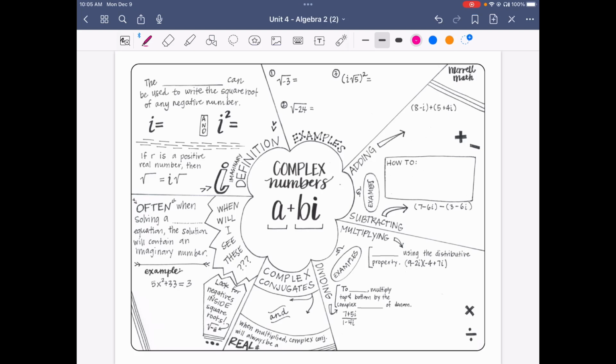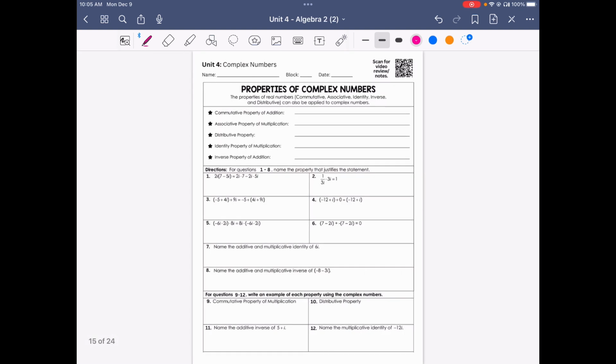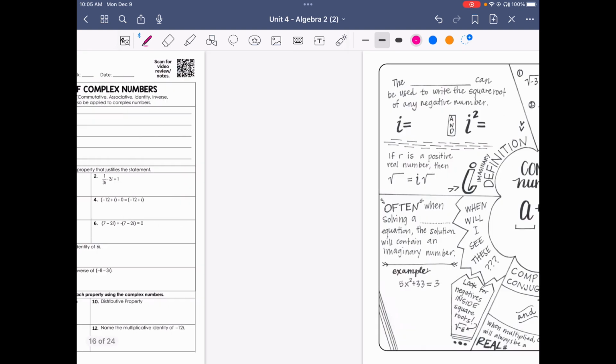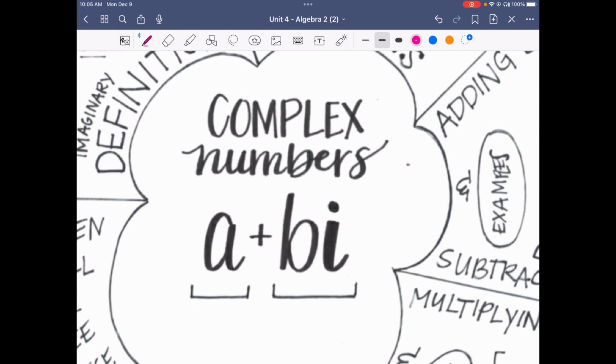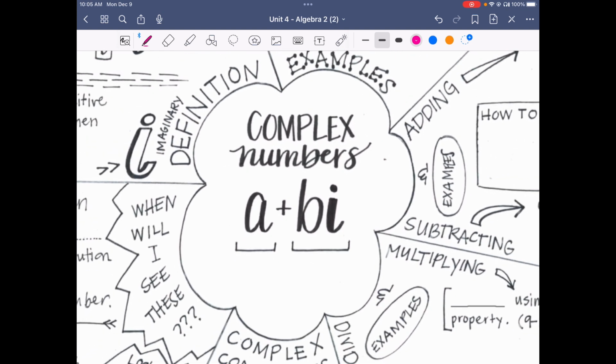Hello, in this video we're going to complete this complex numbers review page. This is on the back of this one here, the properties of complex numbers. So we're on the back here. Complex numbers are defined as numbers where we have both a real part and an imaginary part.